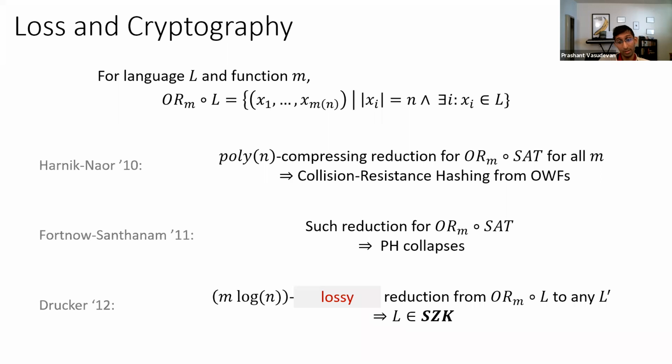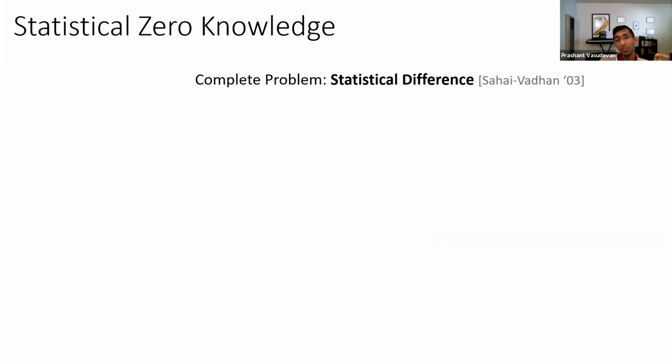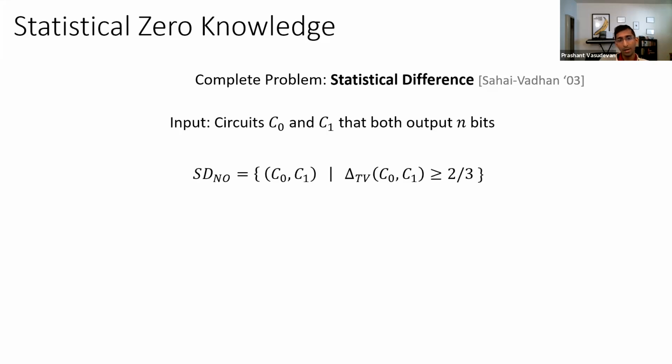Our starting point was the observation that this holds not just for compressing reductions, but also for lossy reductions. And at this point, I'm going to tell you about what SZK is and what this result effectively implies. So this class SZK is the class of problems which have statistical zero knowledge proofs. I'm going to tell you only about the complete problem that characterizes this class, called statistical difference, which takes two circuits as input and asks whether the distribution sampled by these circuits, when you give them random input and look at the output, is either close or far. If they're far, it's a no instance. If they're close, it's a yes instance.